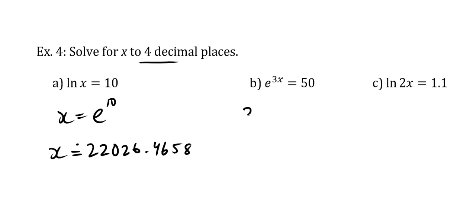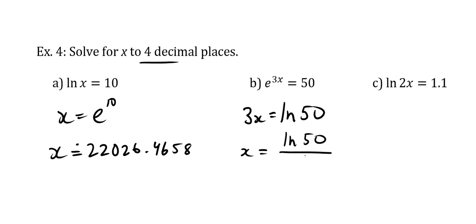So the base stays the same. So this is 3x equals log base e, which is ln of 50. And I'm going to isolate this further and put the whole thing into my calculator. So ln of 50 all divided by 3. And I got 1.3040.